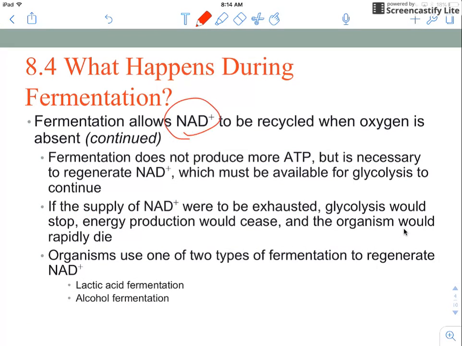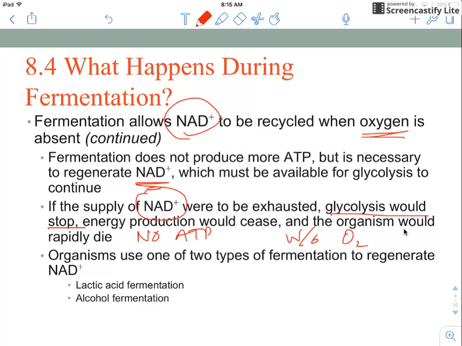Fermentation allows NAD+ to be recycled when oxygen is absent. It does not produce any more ATP, so we don't get any ATP out of it, but it is necessary to regenerate NAD+. If there were no regeneration of NAD+, glycolysis would stop, and if glycolysis would stop, there would be no more ATP. Again, this is all without oxygen.